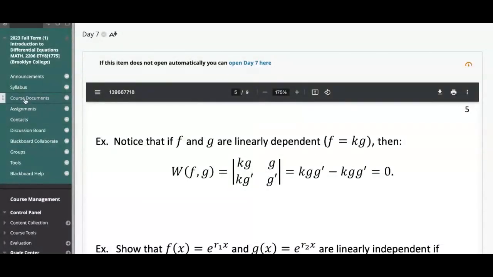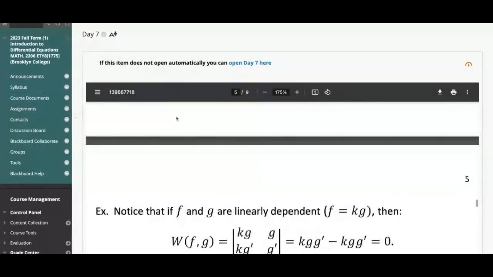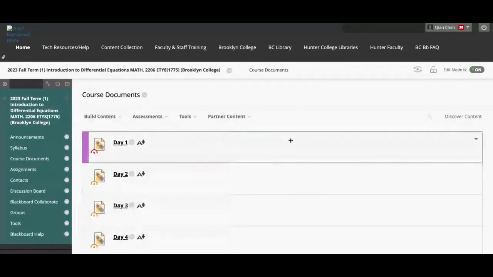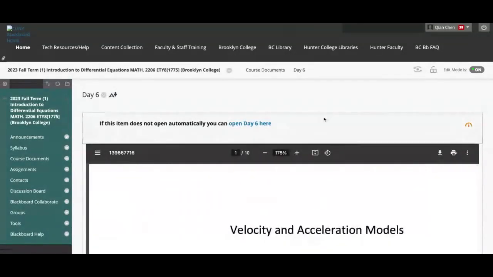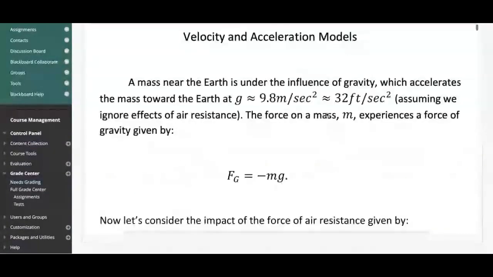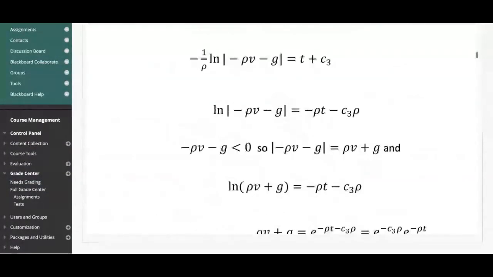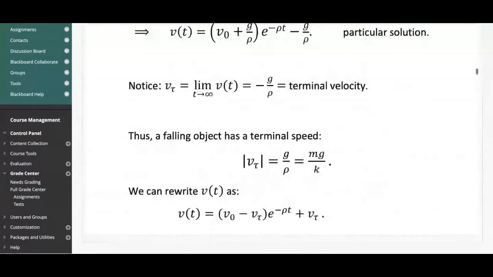Okay, now let's go to 6. So hopefully we have enough time to finish 6 and go to 7. Oh, that's not what I want. I want to go here. So although this is day 7, I need to go to day 6. Let's see. How far have we gone?